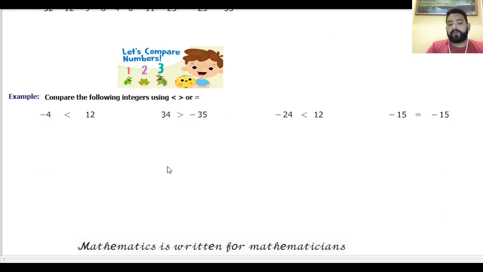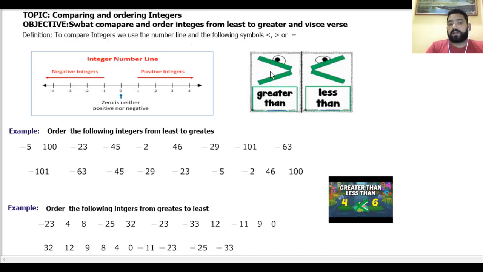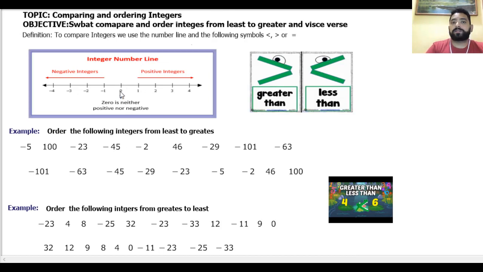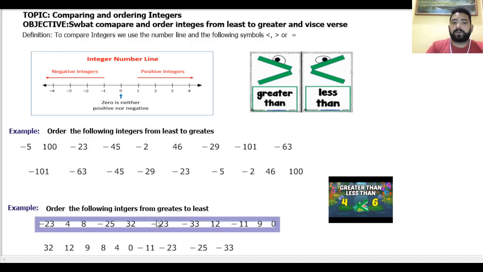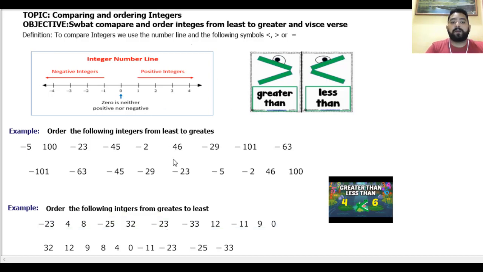Now, we have already finished, and we have this quote that says mathematics is written for mathematicians. Remember, use the greater than and the less than and the origin. From the origin, you can identify which number is less than or greater than. Remember, any number to the left is less than, and any number to the right is greater than. Here we organized numbers from least to greatest, and in this case from greatest to least. It's important to use the number line to identify which number is less than or which number is greater than.